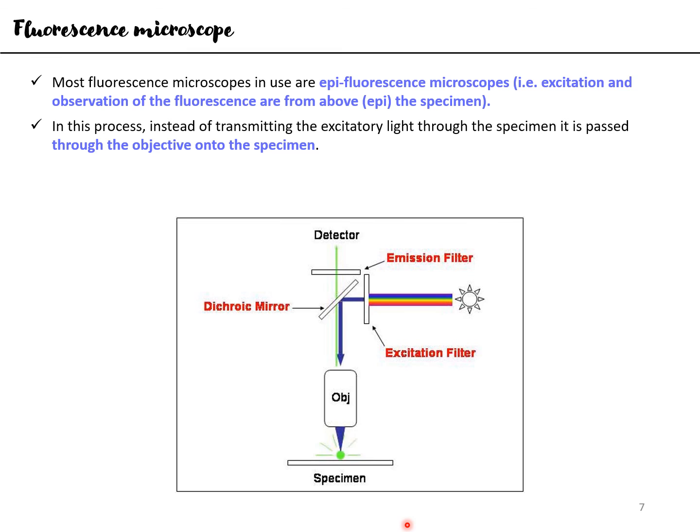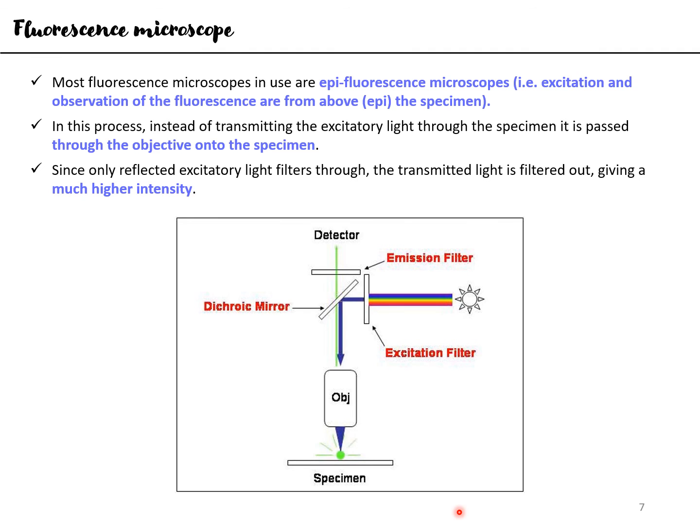Unlike in other microscopic techniques where you transmit the excitatory light through the specimen, here it is passed through the objective onto the specimen. So you don't directly transmit your light through the specimen and then have it pass on through the objective. No, it is first passed through the objective and then onto the specimen. And since only reflected excitatory light filters through, all of the transmitted light is filtered out. It will ensure that only the fluorescence is detected, and because it is cancelling out the background, your signal will become much more intense.